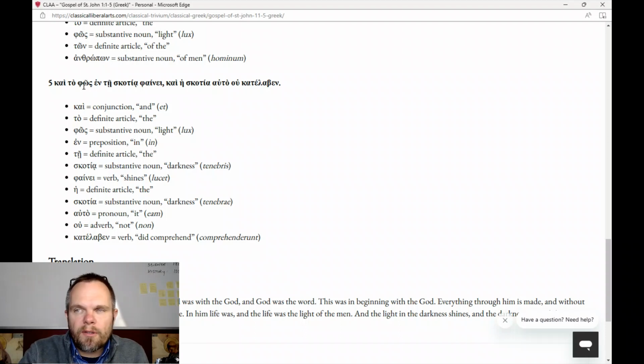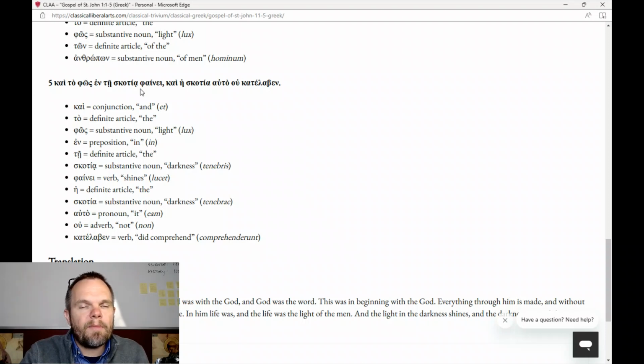Lastly, verse 5. Kai to phos en te scotia phaine, kai he scotia auto ou katelaben. Katelaben. We have the conjunction again, kai, and to phos. Again, we just saw that in the last verse. To phos, the light. En, we know that means in. We've already seen that a few times. Kai to phos en te scotia. Te means the, and scotia means darkness. Kai to phos en te scotia, and the light in the darkness phaine.